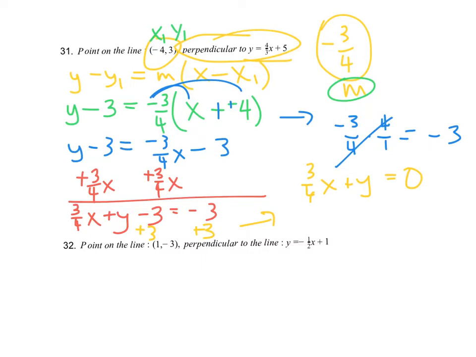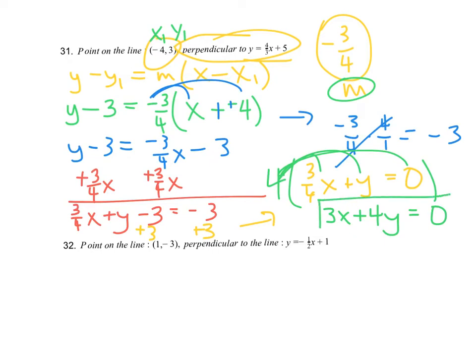But then remember, I can't have any fractions. I can't have rationals. I need to have integers only. So I'm going to multiply this entire equation by 4, each of those parts. And so the 4's divide out, I get 3x, 4 times y is 4y, 0 times anything is still 0. So there is standard form for question 31.